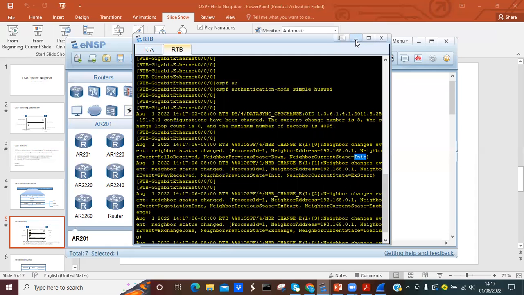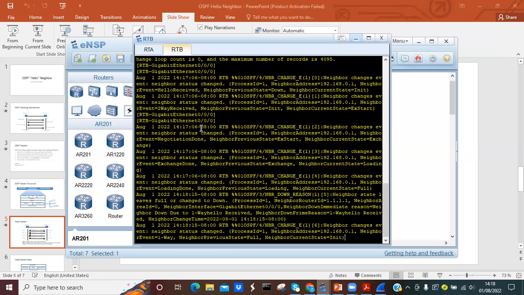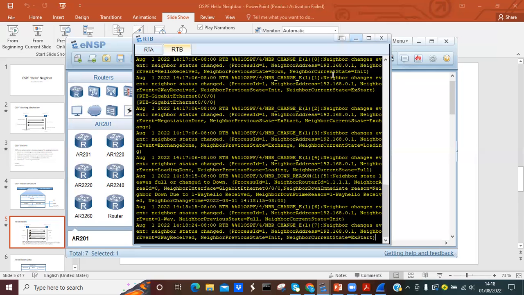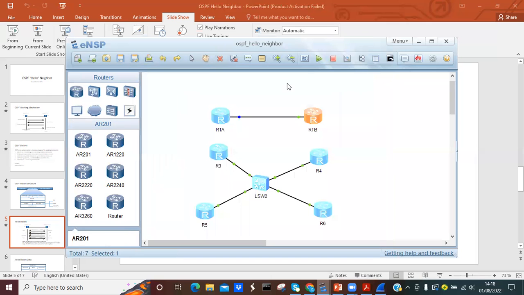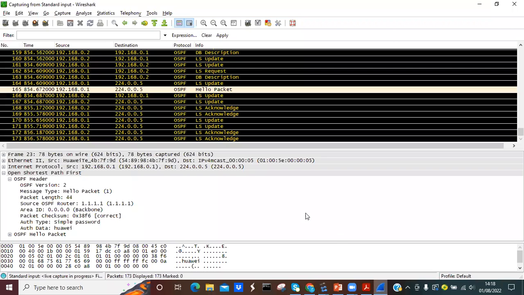So let's see from our packet. Then here, it received two-way received, you see, meaning it has now seen a packet which has, in its list of neighbors, its own router ID. You see, its own router ID. Let's look at our capture and see what we are getting.